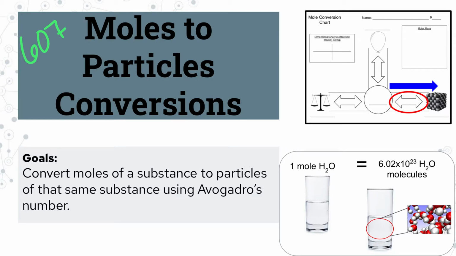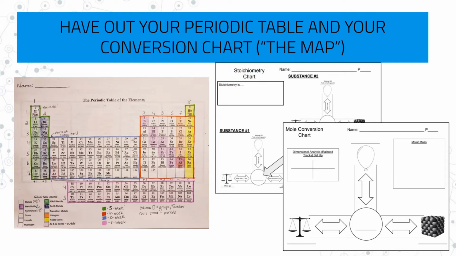Hi everyone, it's Mrs. Summer here to talk about lesson 607, moles to particle conversions. The goal for this lesson is to convert moles of a substance to particles of that same substance using Avogadro's number. Remember, while you're taking these notes, have your periodic table conversion chart, the map, and your periodic table out.